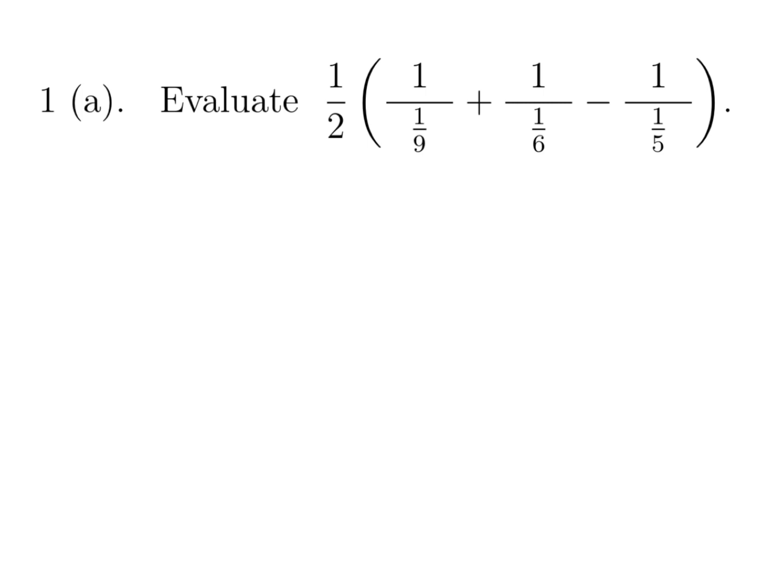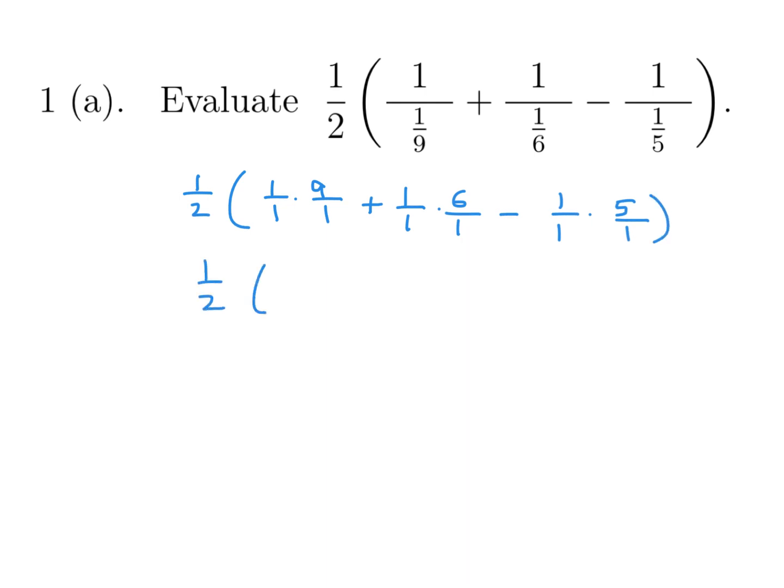Evaluate 1/2 times all this stuff. 1/2, and then you have to invert and multiply. So it would be 1 over 1 times 9 over 1 plus 1 over 1 times 6 over 1 plus, oh, sorry, that's a minus. Minus 1 over 1 times 5 over 1, like that. So this is going to be 1/2 times 9 plus 6 minus 5. And that looks to me like 15 minus 5, which is 10. So 10 times 1/2, which is 5.